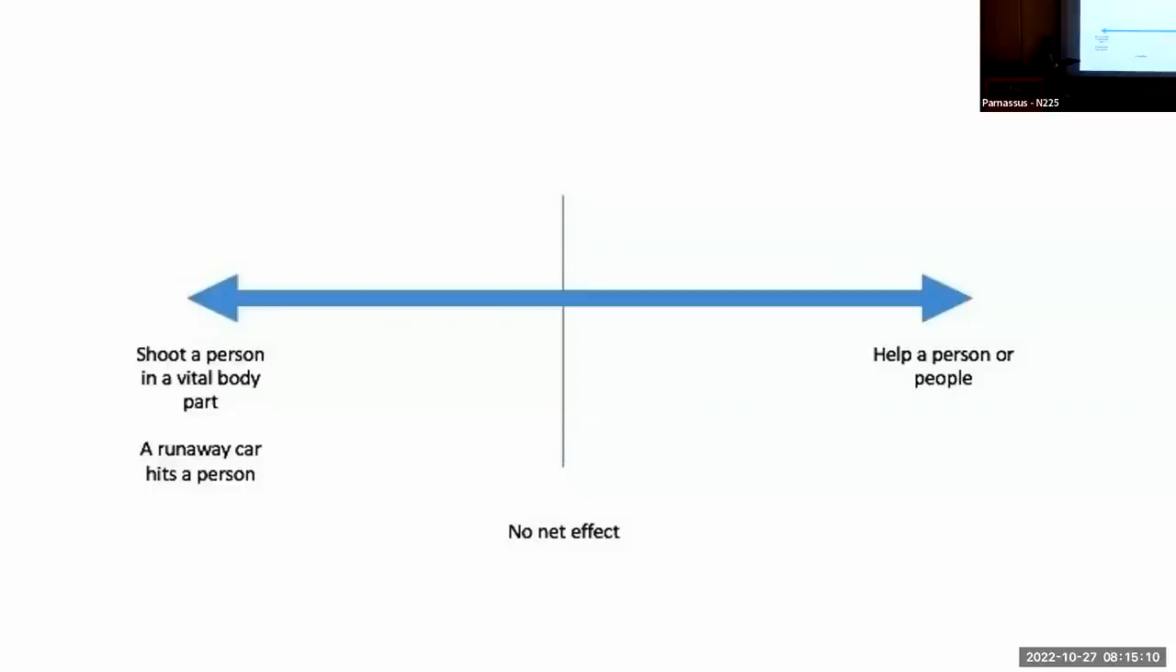Now, what's the best thing you can do to somebody for their health? We say murder too. Yeah. Money. Oh, better than money. Better than that.